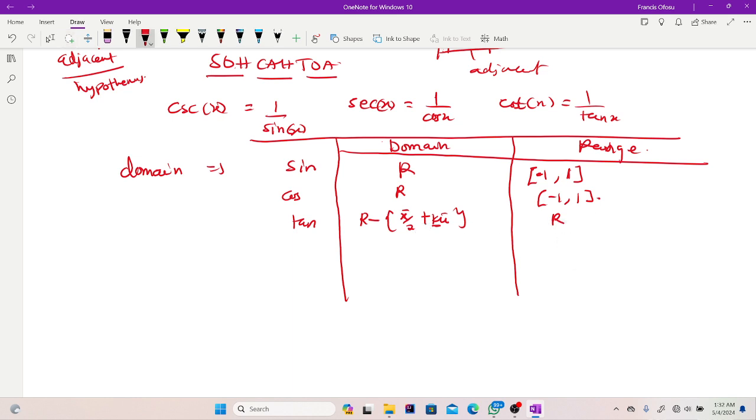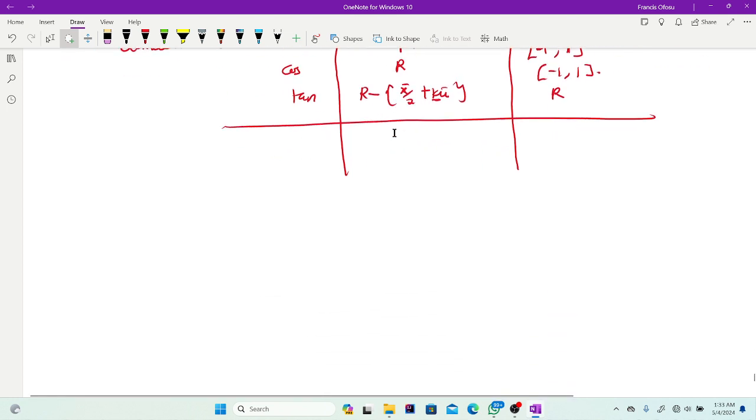So these are enough for your trig elementary course for the domain and the range of trigonometric functions.